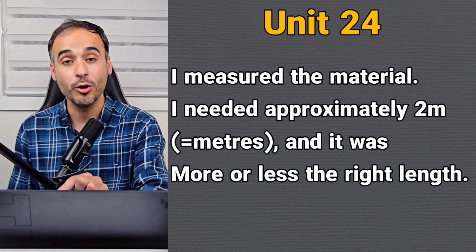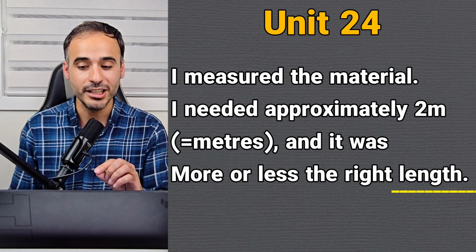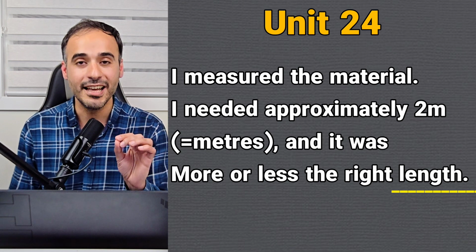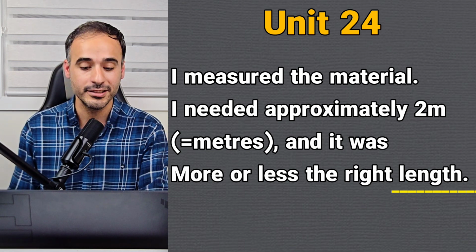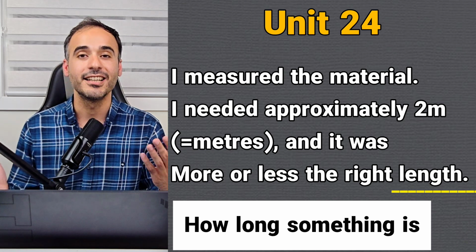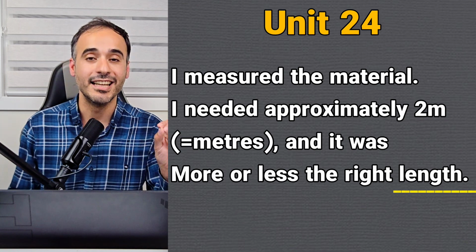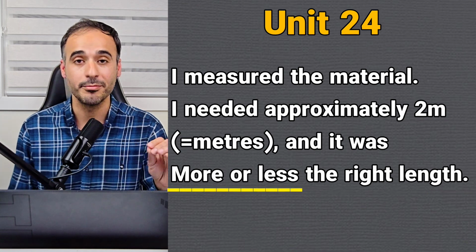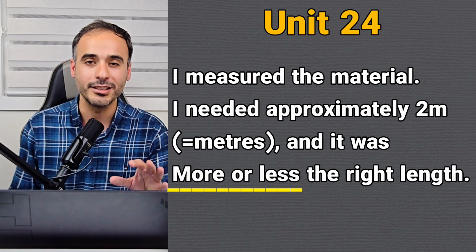And it was more or less the right length. So G here is not pronounced. We say length. What does it mean? Length means how long something is. That is length. More or less the right length. More or less, we said, means approximately, about. So about the right length.